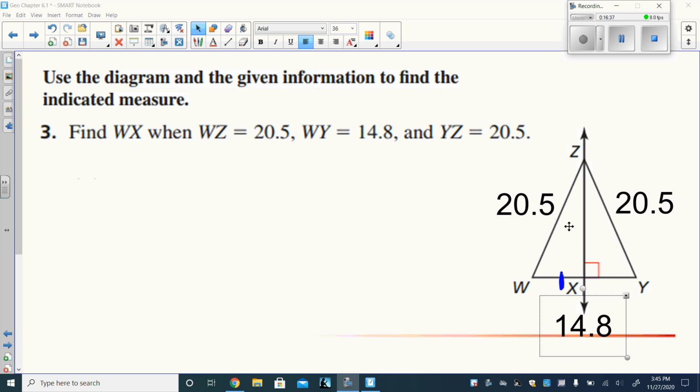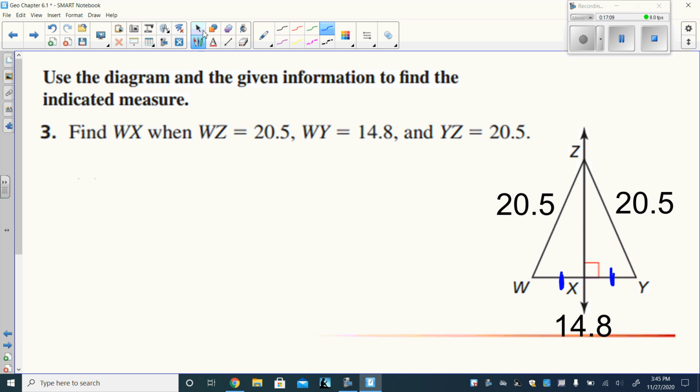Now, because of our converse perpendicular bisector theorem, because yz and zw are both 20.5, it means that these two segments down here are going to be congruent. Yx and xw are congruent. Well, if they're congruent, it means that whole segment is really cut in half. It's bisected, because those two segments are the same.